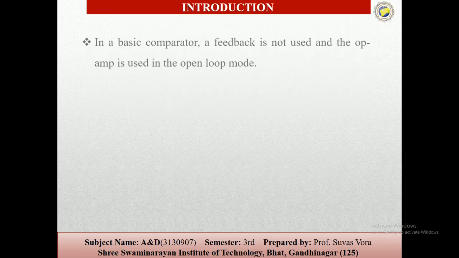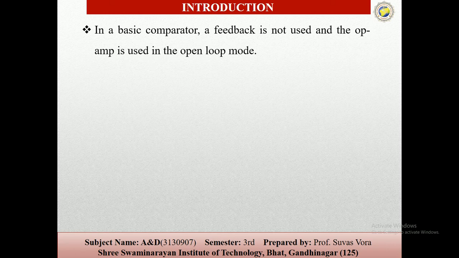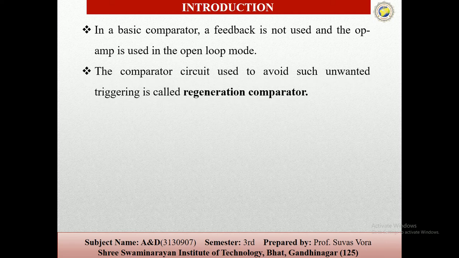So Schmitt trigger: in the basic comparator the feedback is not used and the op-amp is used in open loop mode. यानी कि हमने जो कंपैरेटर देखा था उसमें फीडबैक लूप नहीं था, यानी कि अगर मुझे कहीं पे सेंस करके उसमें चेंजेस करना हो तो नहीं कर सकते, because op-amp में हम ओपन लूप मोड यूज़ करते थे. So the comparator circuit used to avoid such unwanted triggering is called the regeneration comparator.